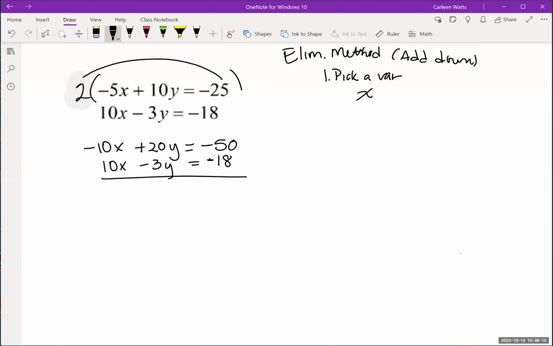Okay. So my x's, are they set to cancel? Is one negative and one positive? Yes. Poof. Add down. So I've gone from 2 equations and 2 unknowns to 1 equation and 1 unknown. Okay, so it's like a funnel, it's getting smaller. So now we're going to solve for y, divide by 17. y is equal to negative 4.